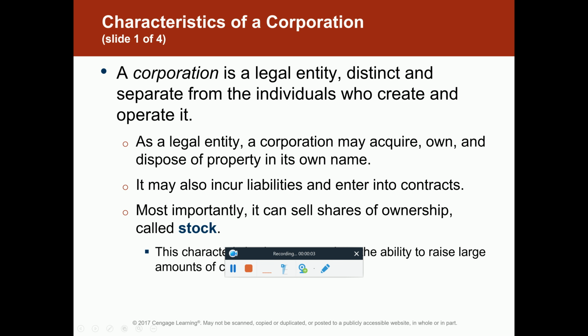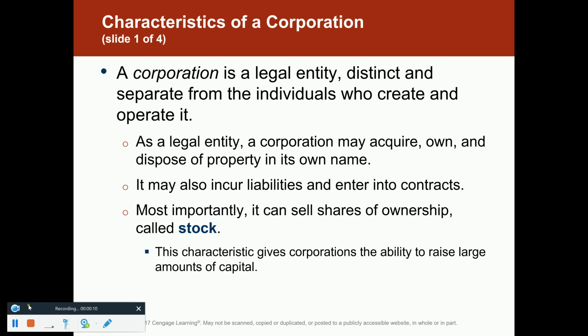Hello everyone. In this recording we are going to talk about the equity section on the balance sheet. And specifically we're going to be talking about corporations. So first of all, what is a corporation?